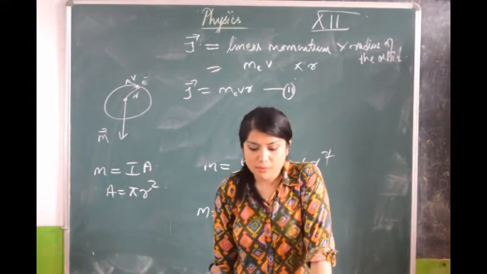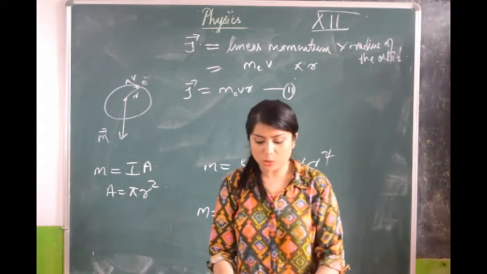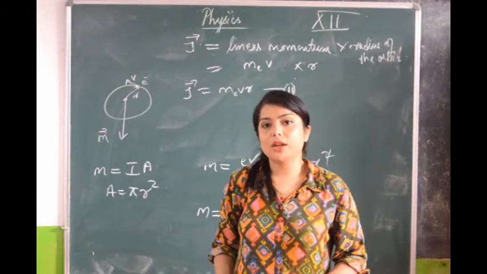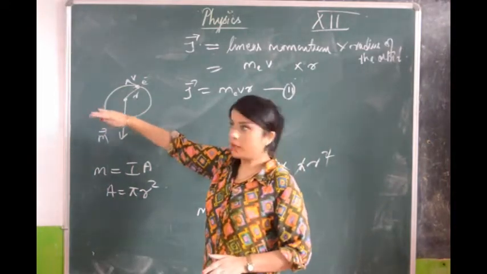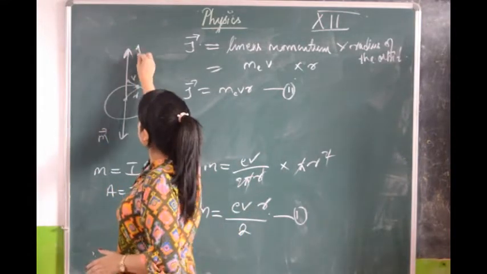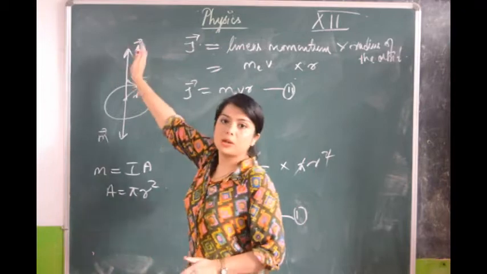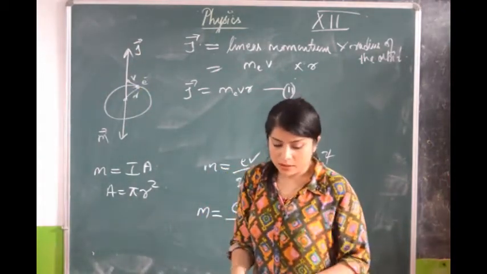Another thing you have to remember is that the orbital angular momentum is always perpendicular to the plane of the orbit. If this is the plane of the orbit, the orbital angular momentum is always perpendicular to that.